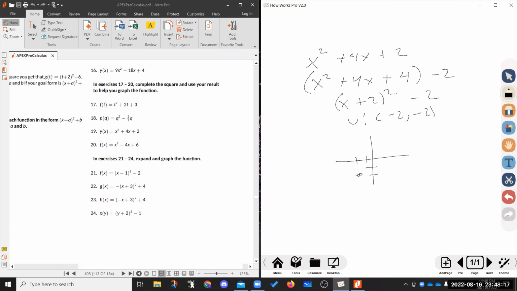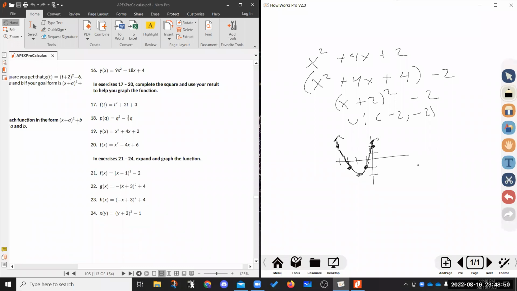It's opening up. It doesn't stretch or shrink at all. It's got a y-intercept of 2. So when I come 1 to the right, I come 1 up. When I come 1 to the left, I come 1 up. 2 to the right, I go 4 up. 2 to the left, I also go 4 up. Like that.